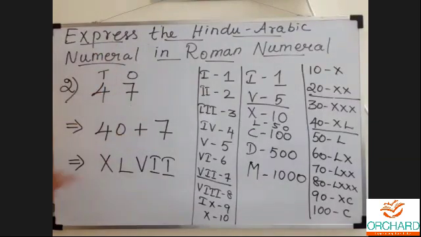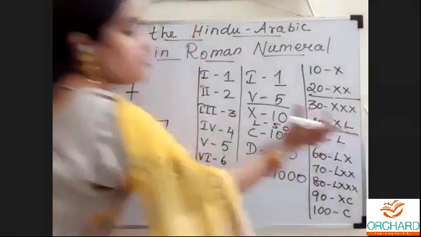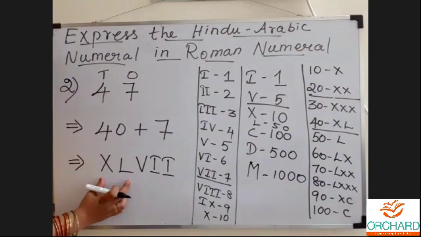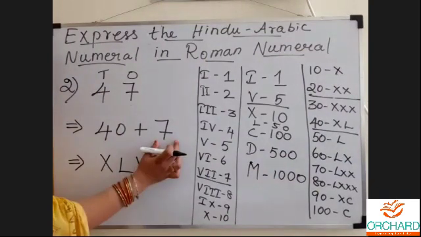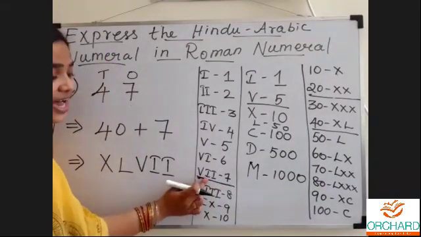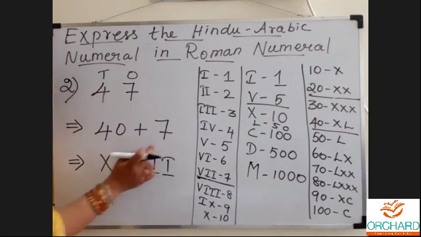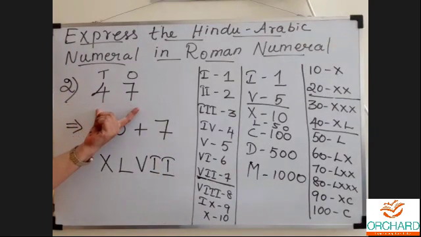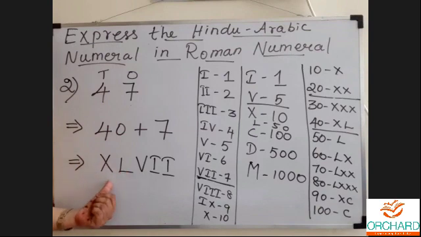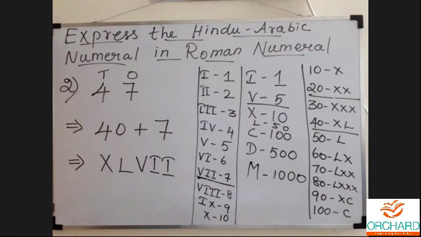Just you have to write the basic symbols in your rough column. Then you can find the answers. Here the value 40 can be expressed as XL. So 40 we have to write XL. Then the next value is 7. So 7 can be expressed as VII. So you have to write the value VII for 7. So here 47 can be expressed as XLVII. Is it clear, children?